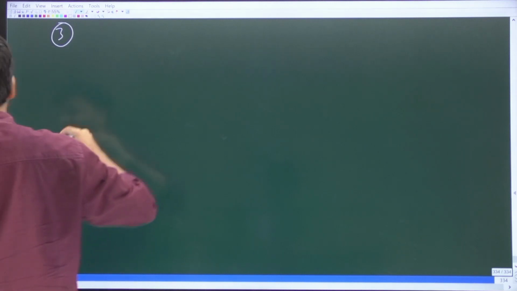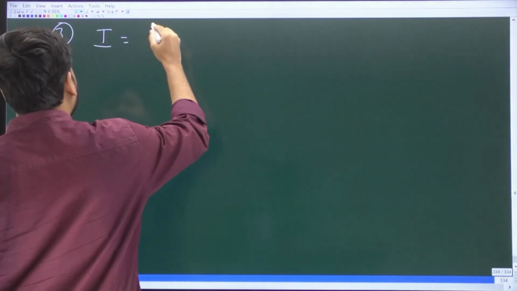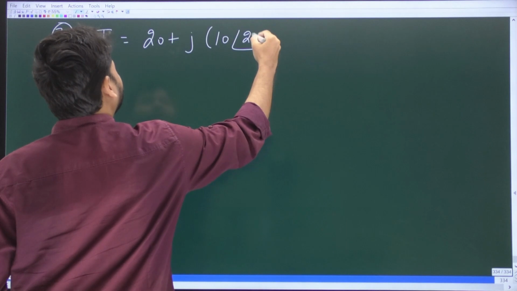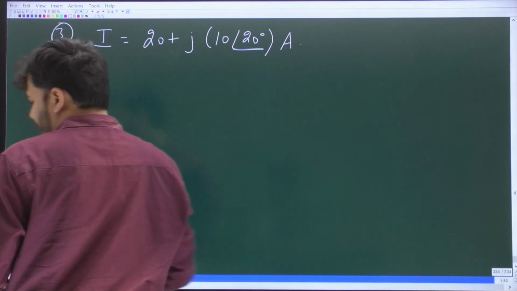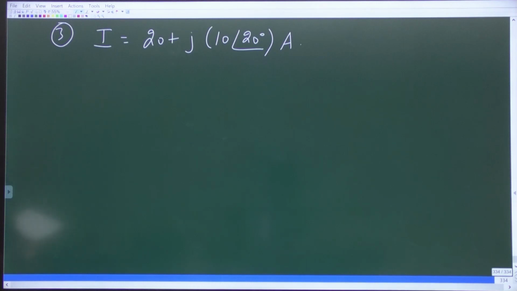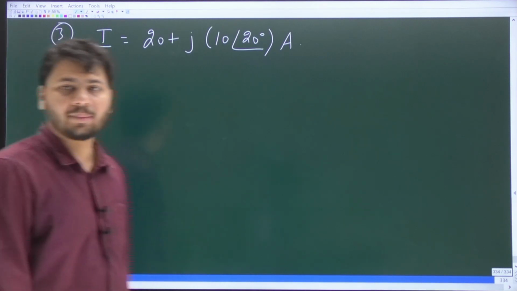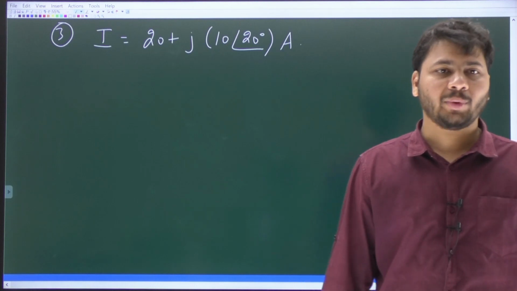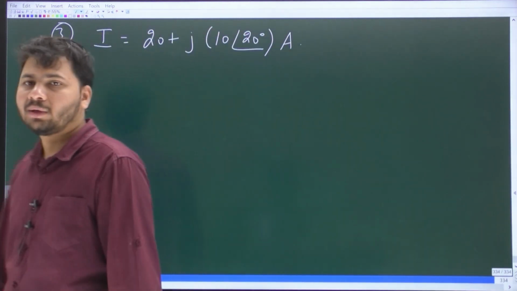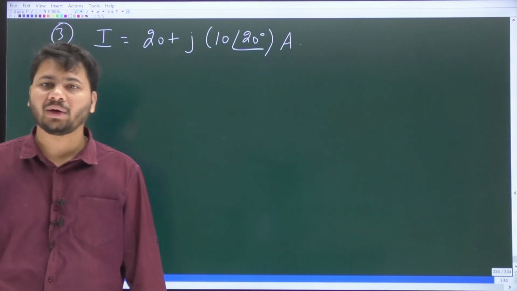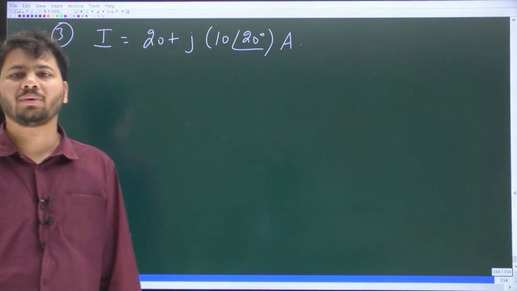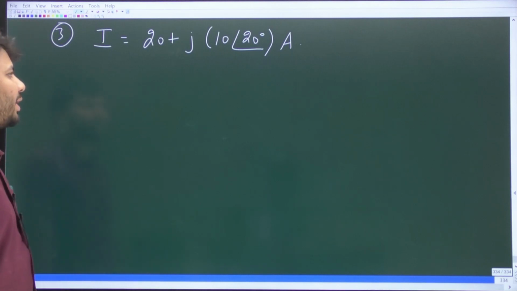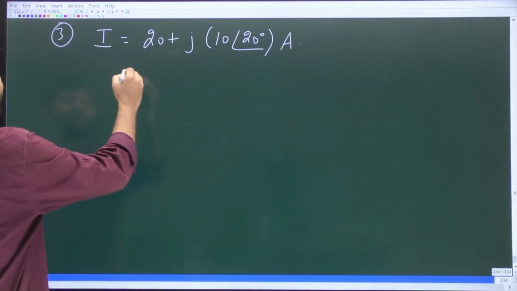There is one more phasor current. Capital I is equal to 20 plus j times 10 at an angle of 20 degrees amperes. Again, the goal is to convert this into the time domain. From this capital I, you should get the expression for small i of t, the same current in the time domain. Clearly, the given phasor is not in polar form. You should simplify it into a compact polar form, then go directly from the phasor domain to the time domain. You can do it in multiple ways.